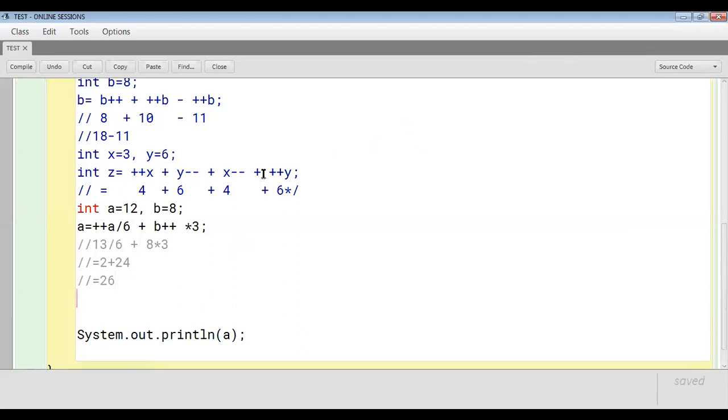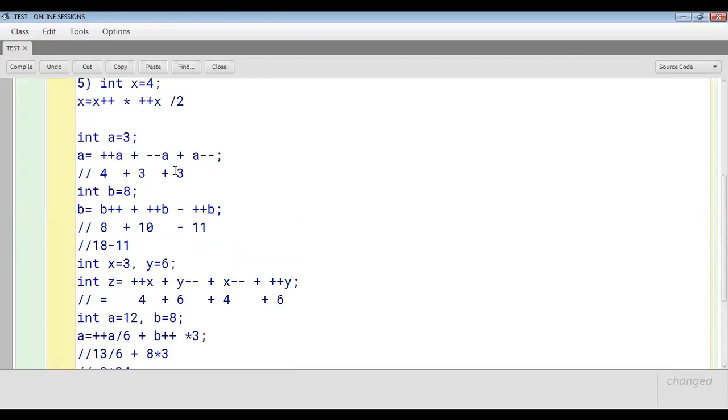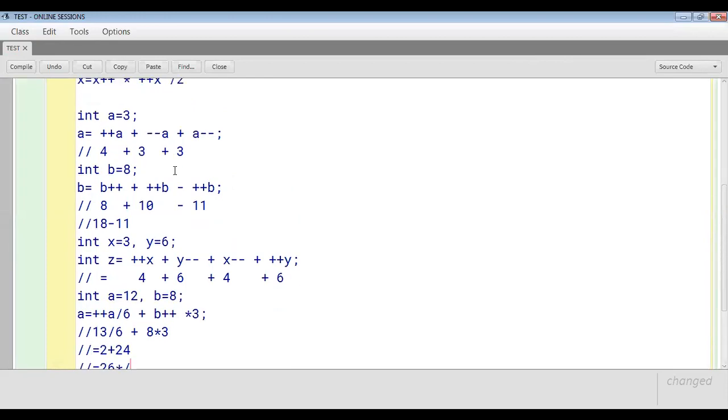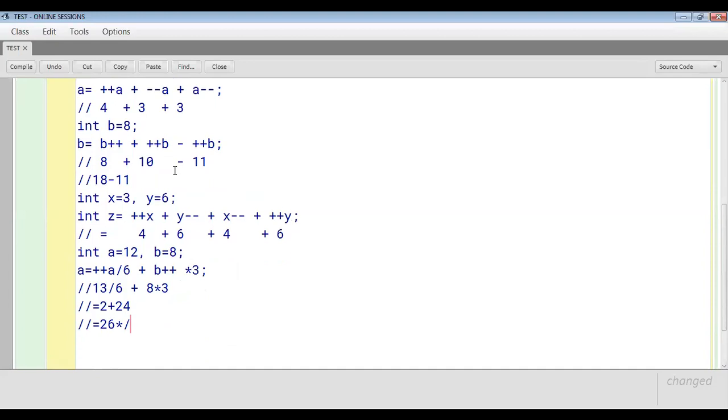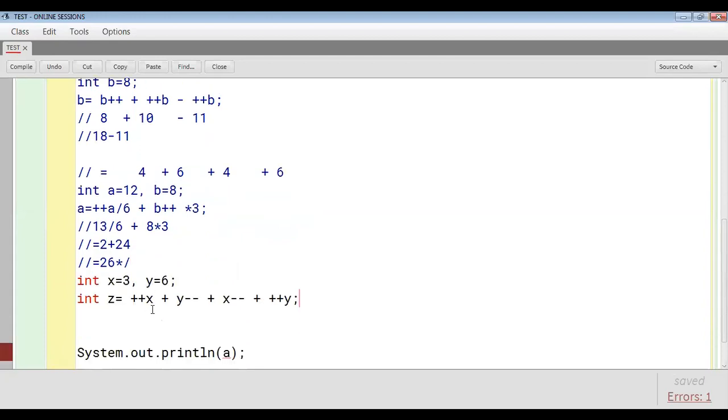Okay. Chalo, now let's solve the another one. The next one. Let's start with the next one. And let's solve the last one. This one. X is equal to 3. Y is equal to 6.